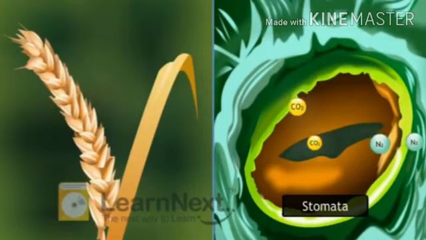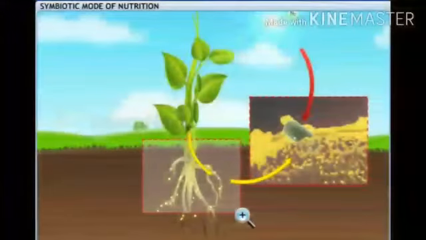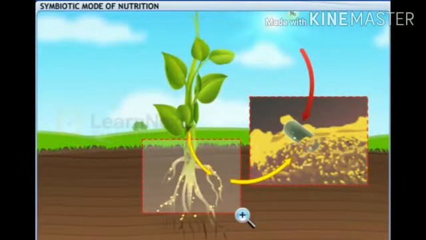So what happens in the plants? Through the stomata, they are capable of taking in carbon dioxide, but they are not capable of taking in nitrogen. What happens in the symbiotic plants? They have root nodules. Did you see in this picture? That small yellow, round structure is a root nodule.